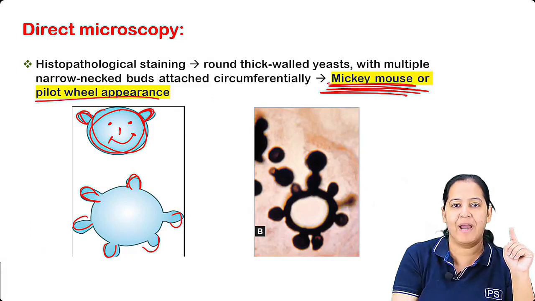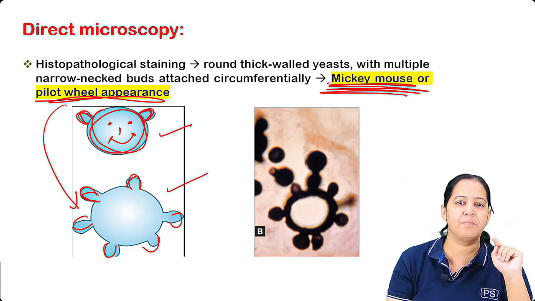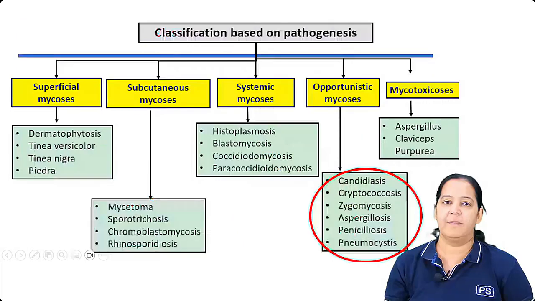this is known as pilot wheel. It looks like a wheel. So learn the two appearances: Mickey Mouse, pilot wheel. See the real image of pilot wheel. So this is the real image. We are done.